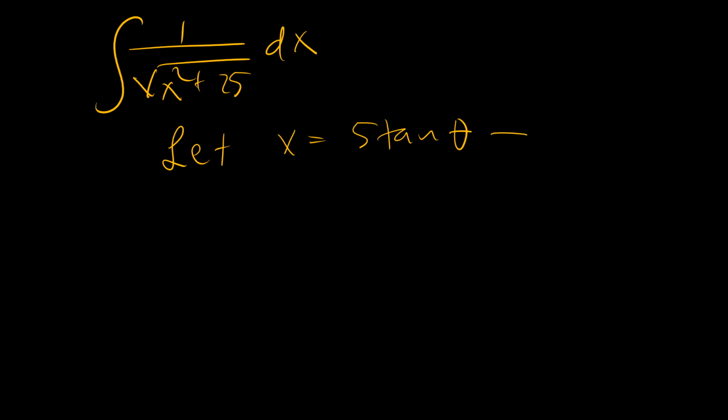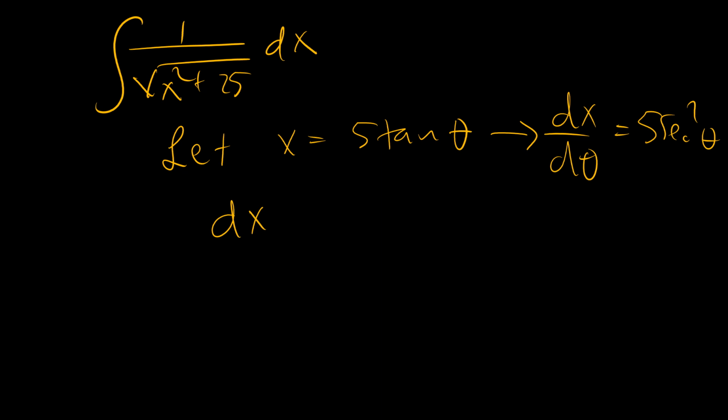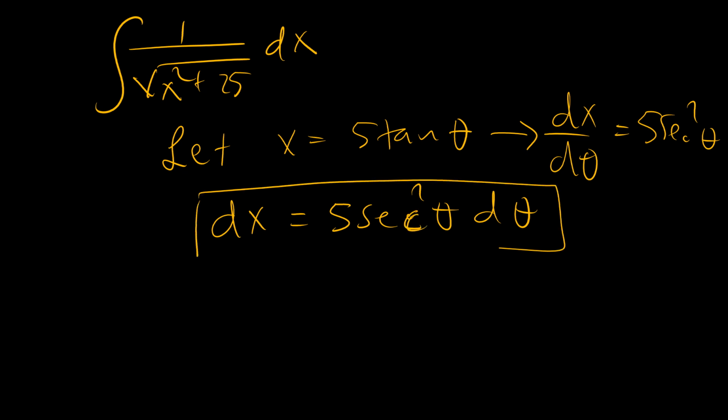So what this means is that dx d theta is equal to 5 sec squared theta. And that means that we can substitute dx with 5 sec squared theta d theta. So important substitution.